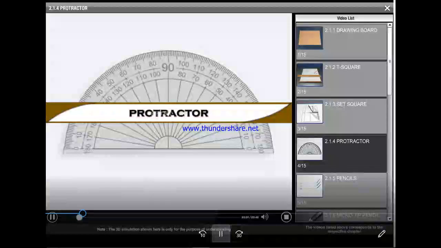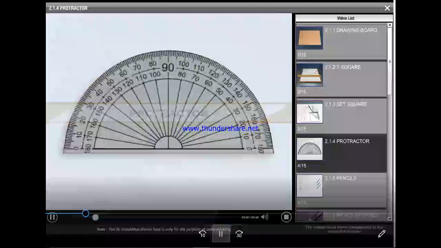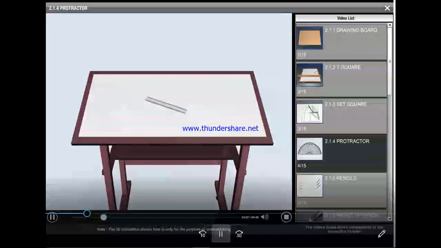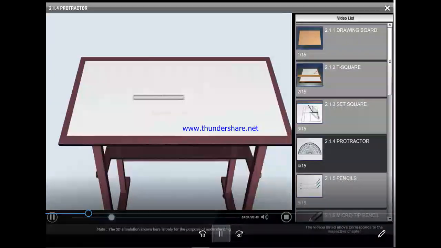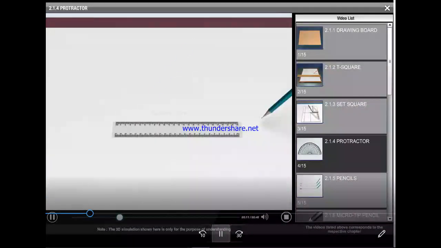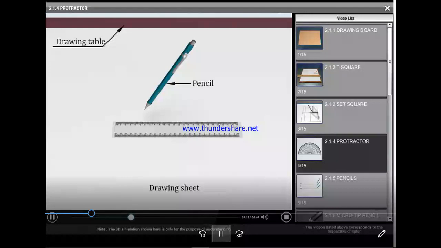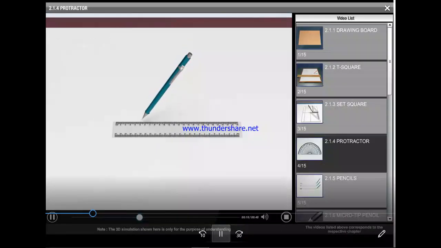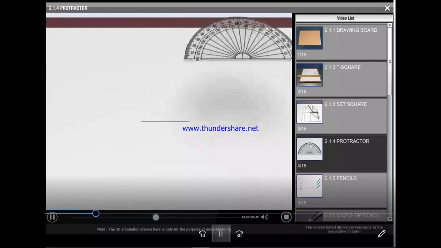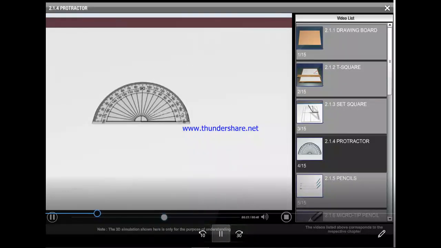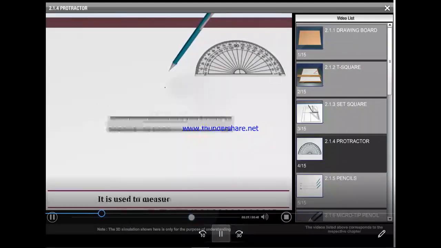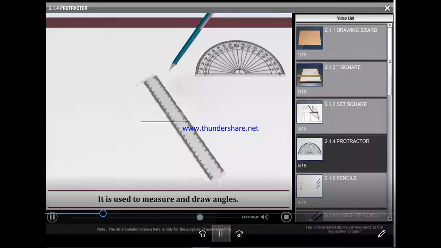In this video, we will see about a protractor and its use. It is used along with drawing sheet, drawing table, pencil. Protractor. It is used to measure and draw angles.